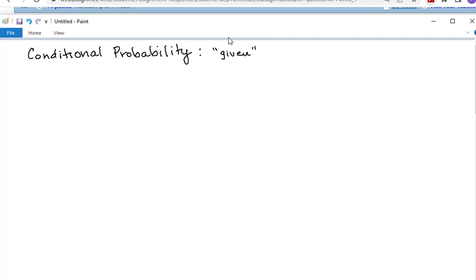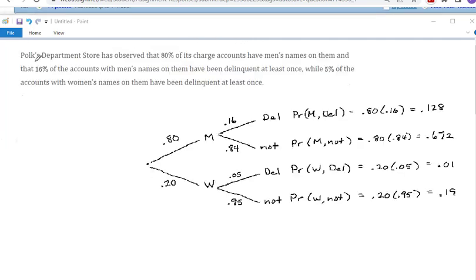Let me go back to the first example that we did. Okay, let's go back to our department store problem again. 80% of the charge accounts are men and 20% are women. Here's our probability tree with the delinquent and not delinquent, and each of our resulting probabilities for each branch of the tree. So notice that if I look at those 2 branches and I add up their probabilities, it makes 80%. Well, those 2 branches are all of the branches where the account belonged to a male, which was 80%.